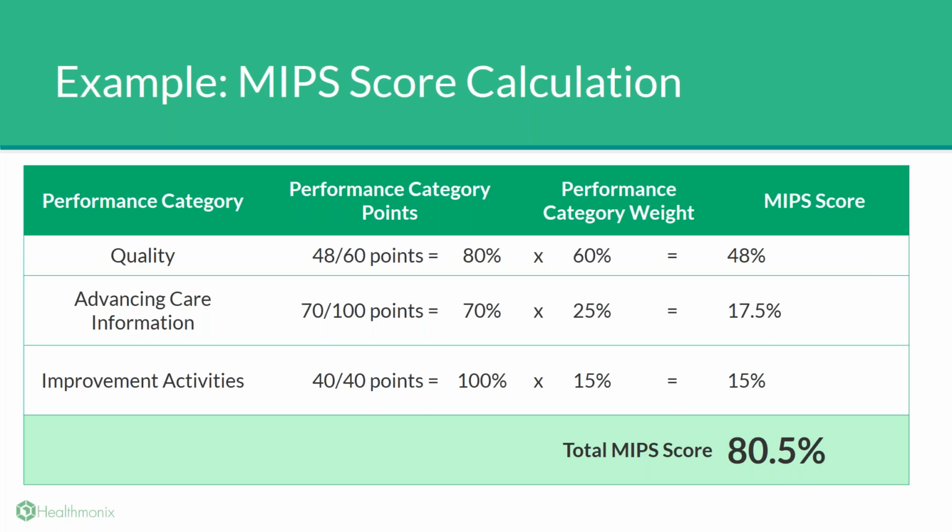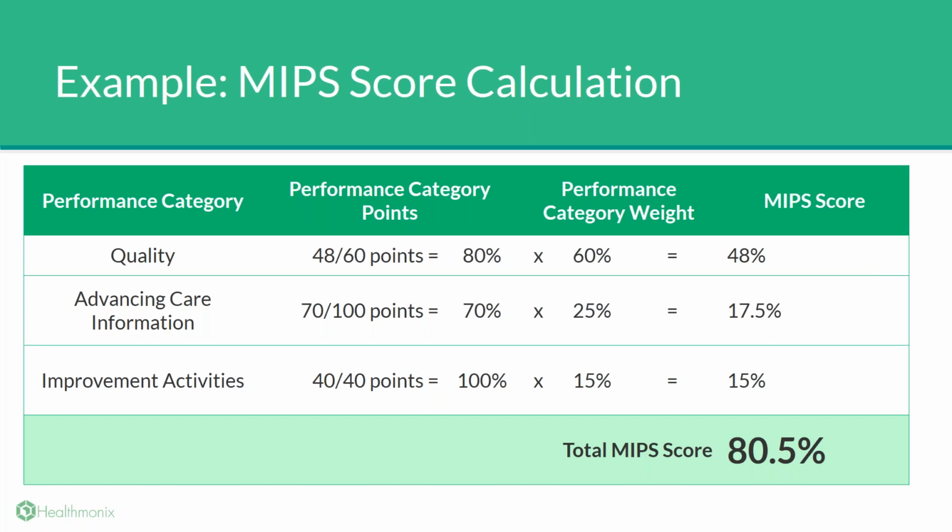And let's say we've reported on 6 measures and done fairly well within those measures, so we've got 48 out of a possible 60 points. So that performance rate is going to be 80% within the performance category. And we have to consider that 80% performance rate against the performance category weighting, which is 60%. So the MIPS score for quality in this example is going to be 48%.